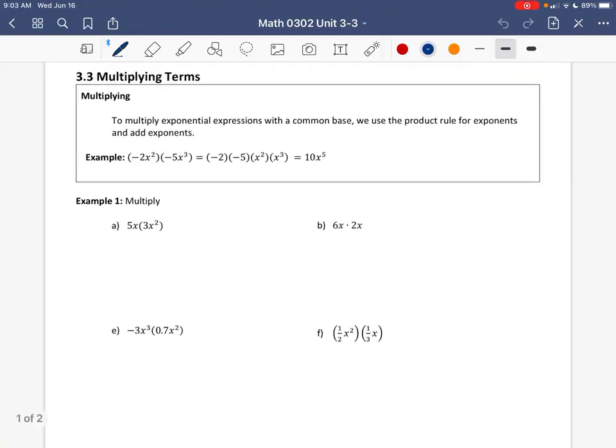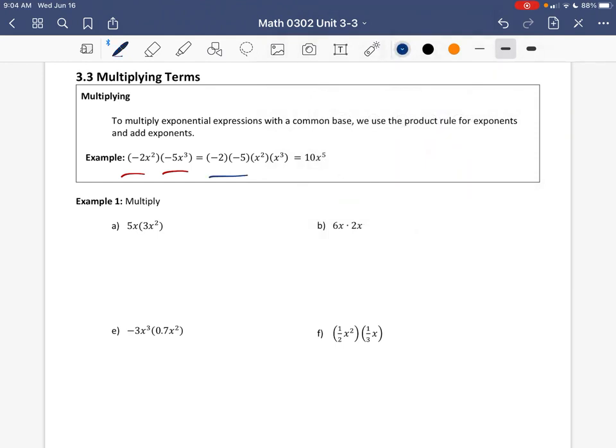So before we get started, let's take a look at the example that's already been worked out. They want us to multiply the term minus 2x squared times minus 5x to the 3. Really important here, pay attention. The first thing they do is move all the coefficients to the front of the expression, surrounded by parentheses, and then they move anything that involves a variable x with exponents to the back. That's this part right here.